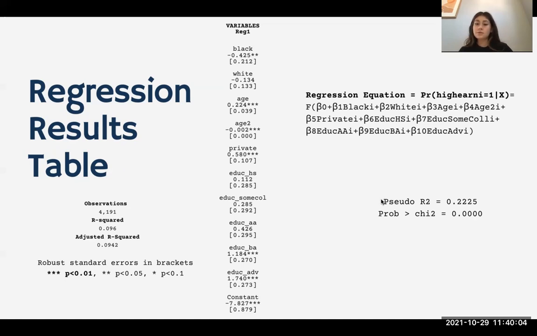Then you can see right here, the pseudo R squared is 0.225, or 22.5%. And the prob chi-squared is just 0. Lastly, the variables have their coefficients directly underneath. Right here, they have the asterisk, which signifies significance, and the brackets are just the standard errors for each variable.